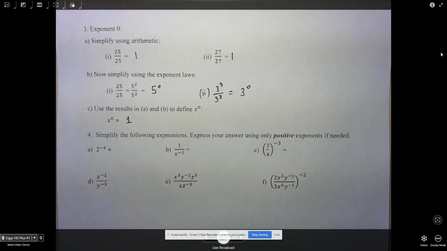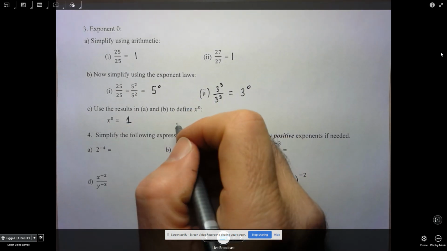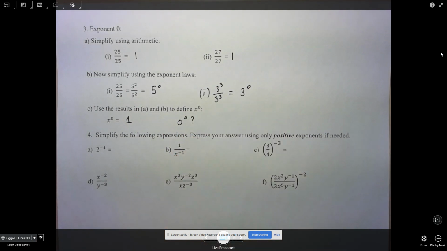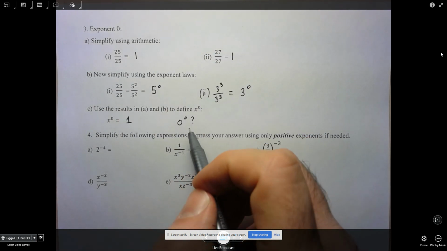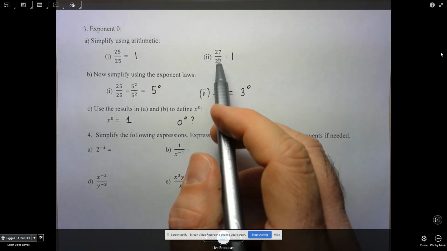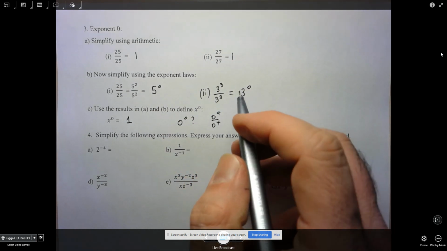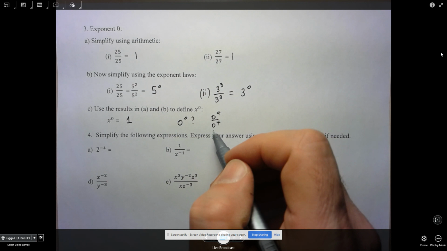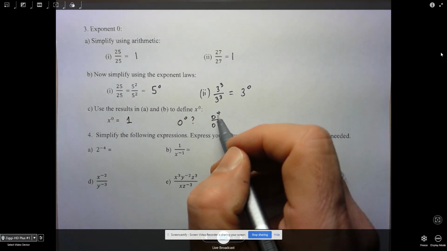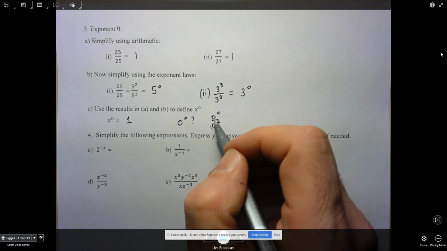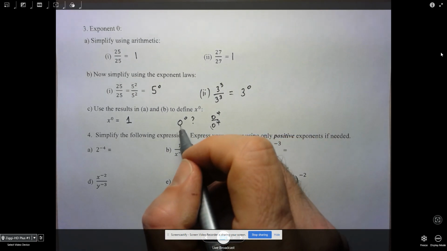Now, it'd be nice to just leave it at that, but I'm hoping that maybe there's one value of x that you might be worried about. What if x itself is equal to 0? I can't go through this process because I can't put 0 to the 4 over 0 to the 4 and then apply the exponent rule, because I can't have the 0 in the denominator. So what does that mean about 0 to the 0?